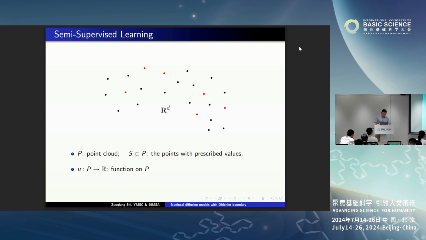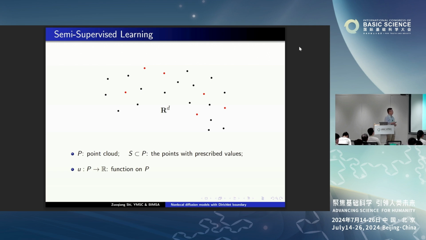Our original motivation to study the non-local model is the so-called semi-supervised learning problem. Semi-supervised learning is an important topic in machine learning. In some sense, semi-supervised learning can be formulated as interpolation on a high-dimensional point cloud. In the typical semi-supervised learning problem, we have a bunch of points in high-dimensional space, and we want to know a function on this point cloud, but we only know the value of this function on some of the points, not all of them. We know the value of this function at these points, and we want to know the value of this function over the whole point cloud.